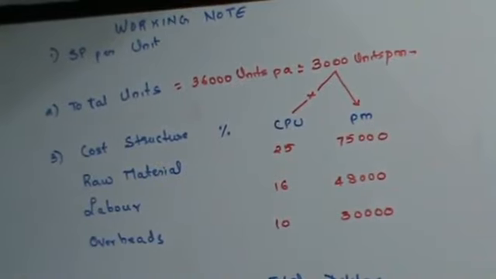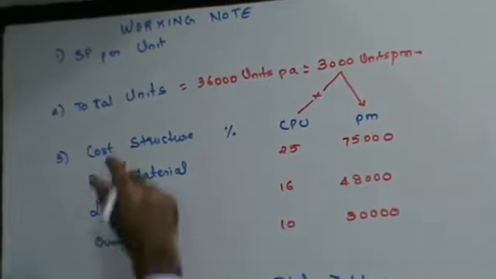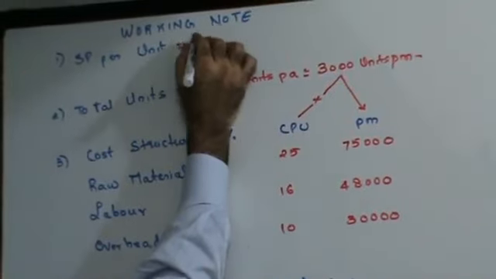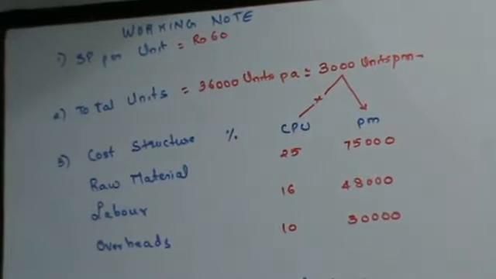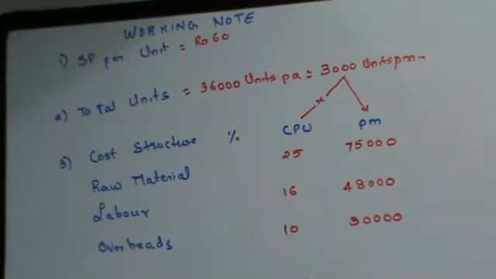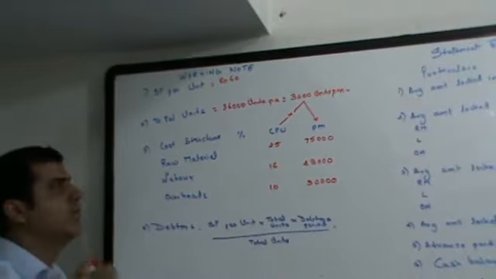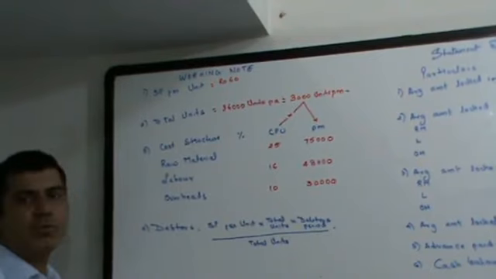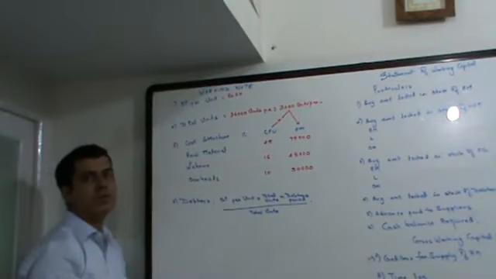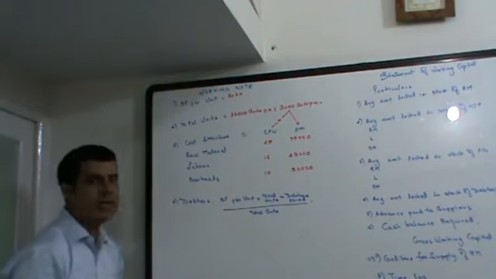Fine. First thing that you have to do is make this. Selling price per unit is given to you as 60 rupees. This finishes your basic working note. When you start a sum, first thing that you have to do is the working note. Once you've done the working note, now start reading the adjustments.